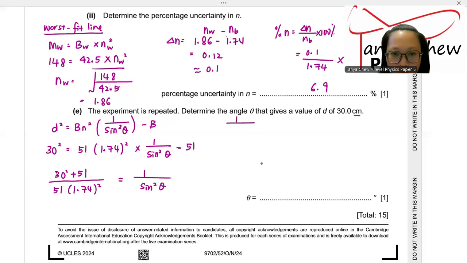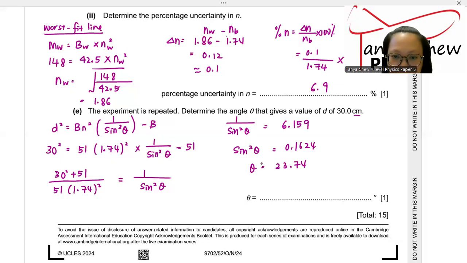When you do your calculation, 1 over sine squared theta, I got 6.159. So sine squared theta is 0.1624. That is why my theta is equal to 23.76, which I rounded off to 24 degrees. So my answer for theta is 24 degrees, right? That's the end of our discussion.